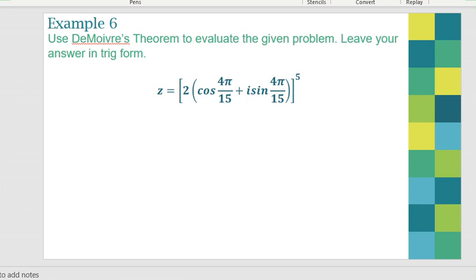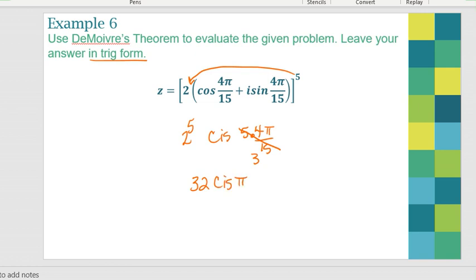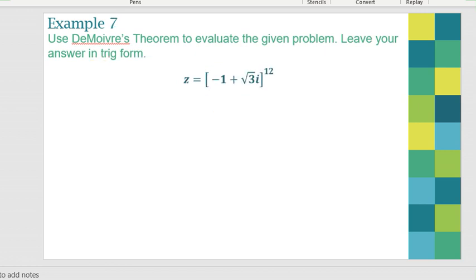Okay? All right, on this one, leave it in trig form. I always have to read to see how they want it left. This makes it really easy. You apply this to here, and it's 2 to the 5th power. Now I wrote it right. Cis 5 times 4 pi over 15. Okay, this reduces to a 3. This increases to a 32. Cis pi, oh, it's 4 pi over 3, excuse me, 4 pi over 3. There we go, done. See how nice that is, raising it to powers? I could do these all day long.